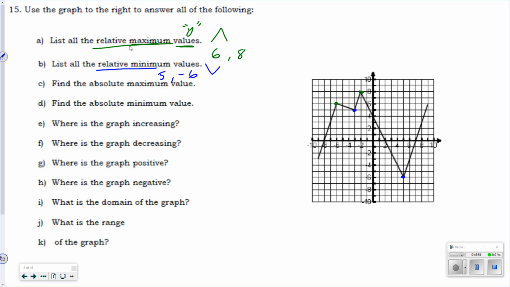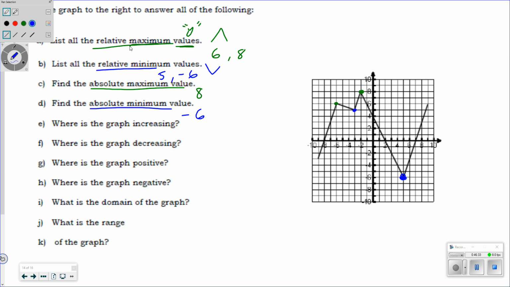All right. After that, the absolute maximum values. When we say the word absolute, that means I don't need for it to go up and back down. I just need the biggest y value in the whole graph. In that case, that's going to be 8. Absolute minimum, same thing. That does not need to decrease and increase again. I just need the smallest y value in the whole graph. And that's this one right here at -6.